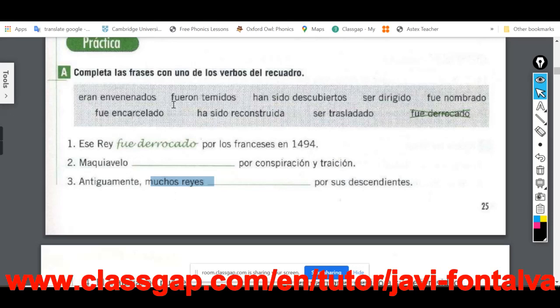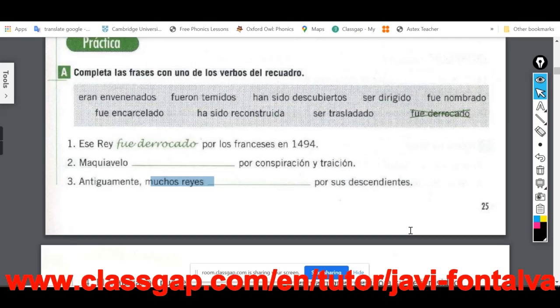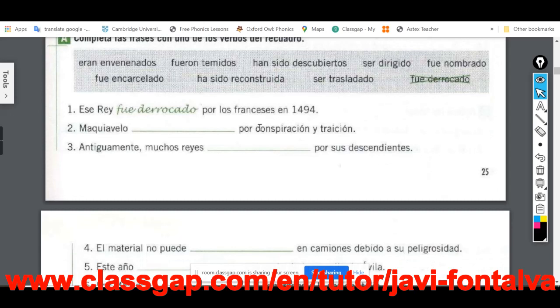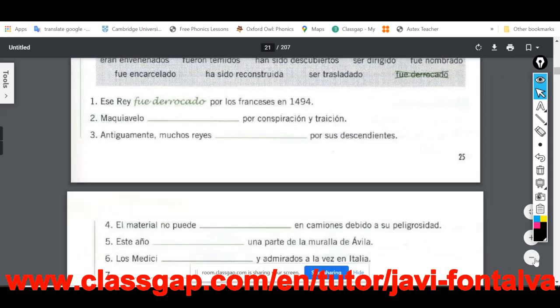So now you have era envenenado, fueron temidos, han sido descubierto. And descendientes, what does it mean here? Descendiente is like descendant. So I would say fueron temidos. They were afraid of the descendants. Descubiertos won't be here because discover doesn't make sense. Yeah, that doesn't make sense.